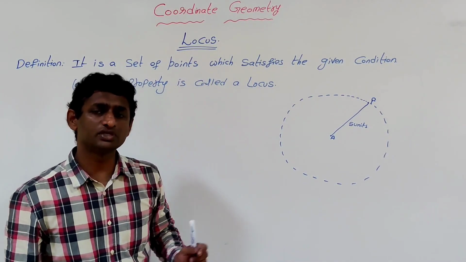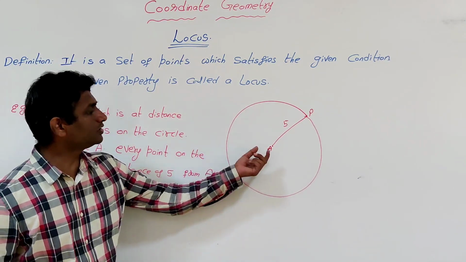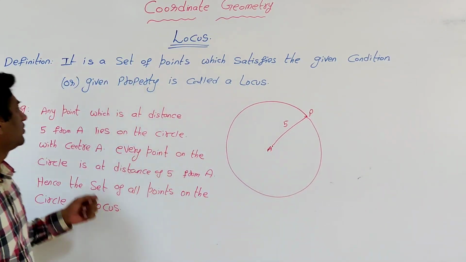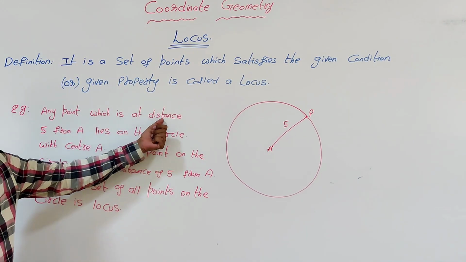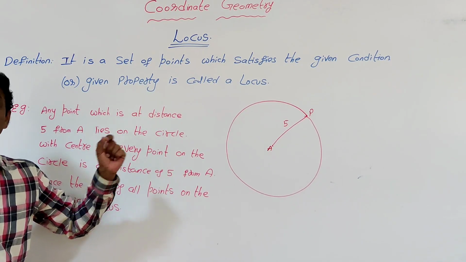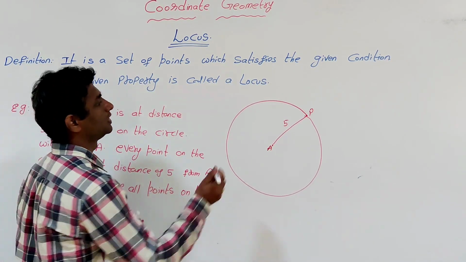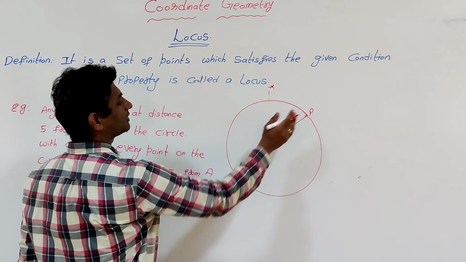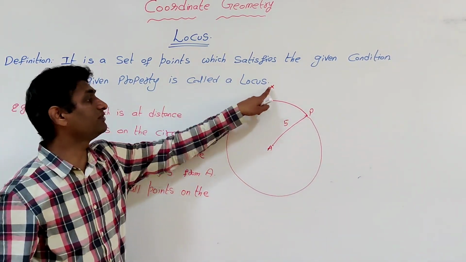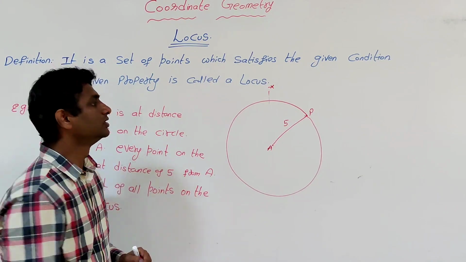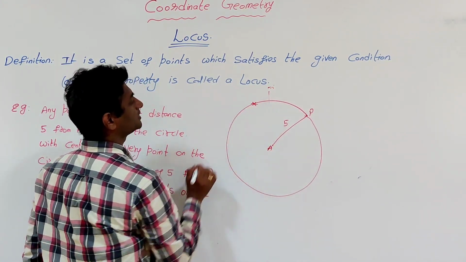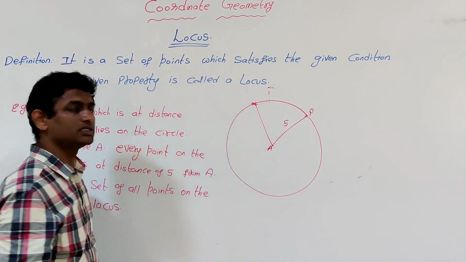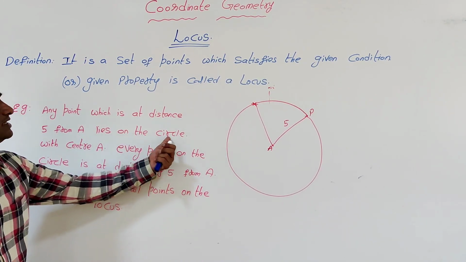In the previous example we have taken 2 points in a plane, A and P, with some distance 5. Any point which is at a distance of 5 from A lies on the circle. Suppose if I choose a point here, then the distance will be more than AP. This point will not satisfy the condition. But if I assume another point which is also at the same distance 5, then it lies on the circle.